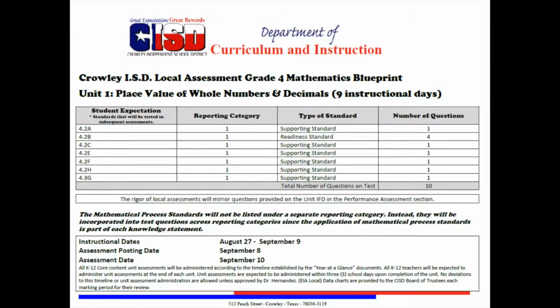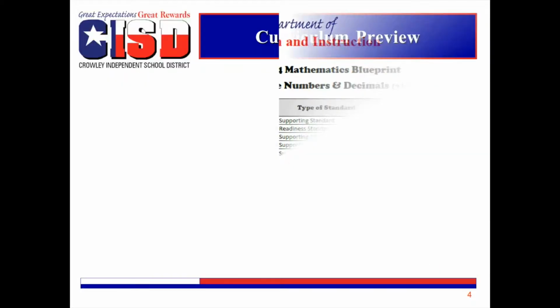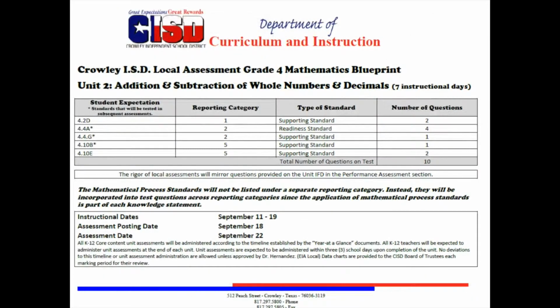The district has allowed for 2 days at the beginning of the 6 weeks to allow for beginning of the year procedures. August 27th through September 9th are instructional days for Unit 1. The Unit 1 local assessment will be available for printing purposes on September 8th, and the unit should be assessed on September 10th. As per the local assessment guidelines, teachers are to administer unit assessments within 3 school days upon completion of the unit.